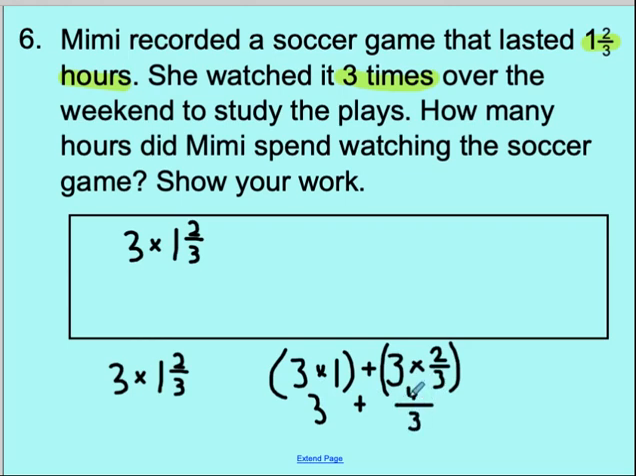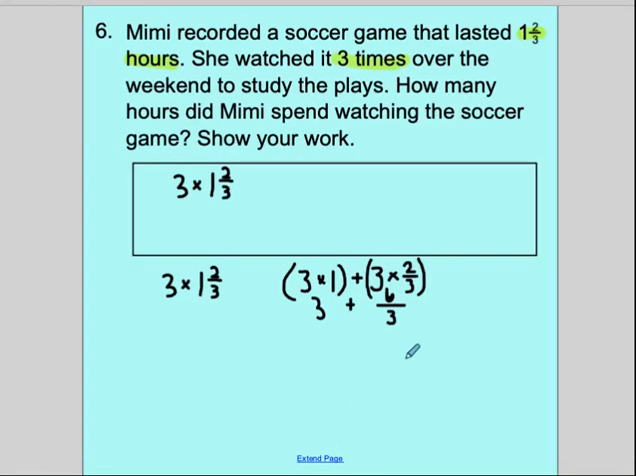Make sure that looks like a 6. I'm not sure it does. So 3 plus 6/3. Now, 6/3 is made up of 3/3 and another 3/3. So this is worth 1 whole. This is worth 1 whole. So I know that 6/3 is worth 2 wholes. So 3 plus 2 equals 5. So I know 3 times 1 2/3 equals 5.